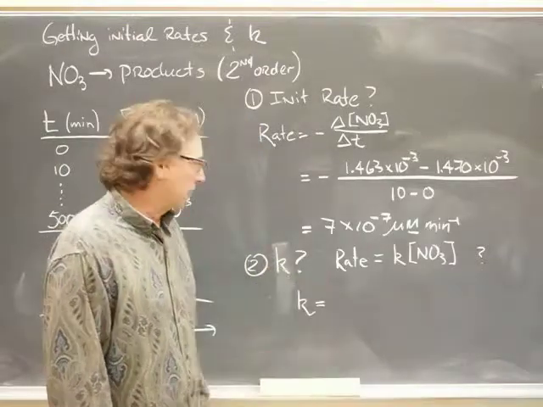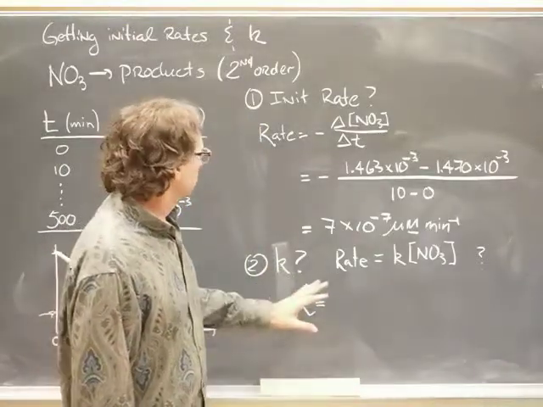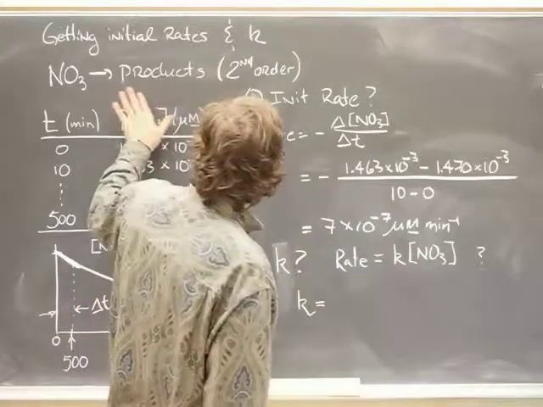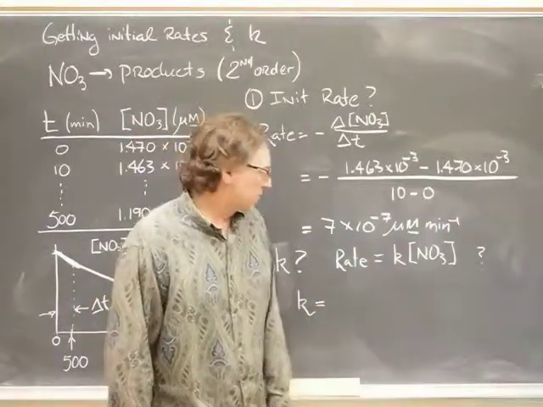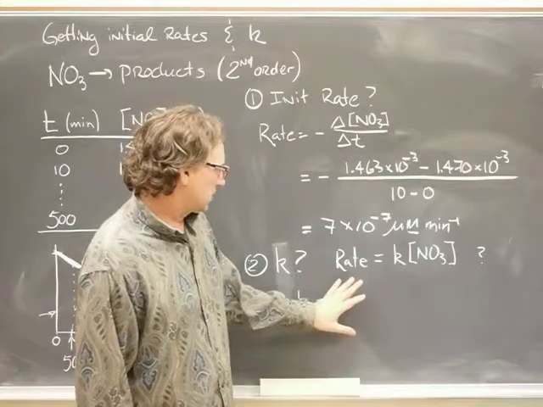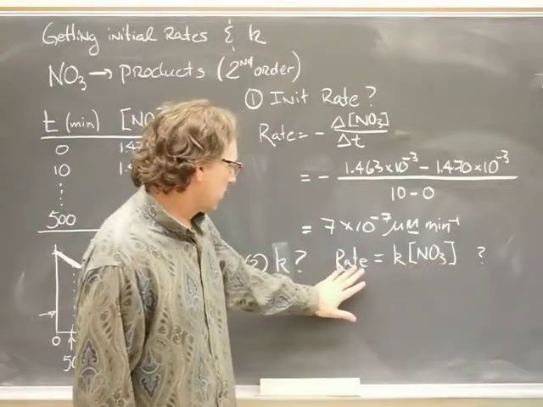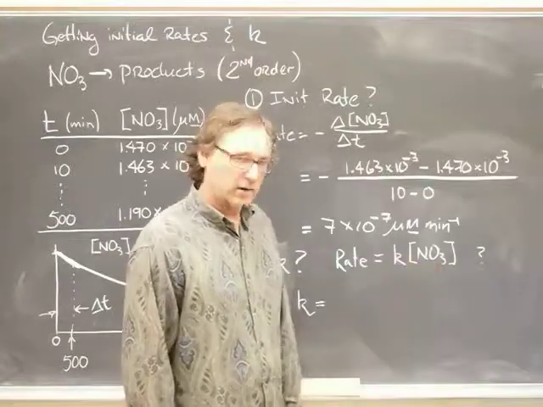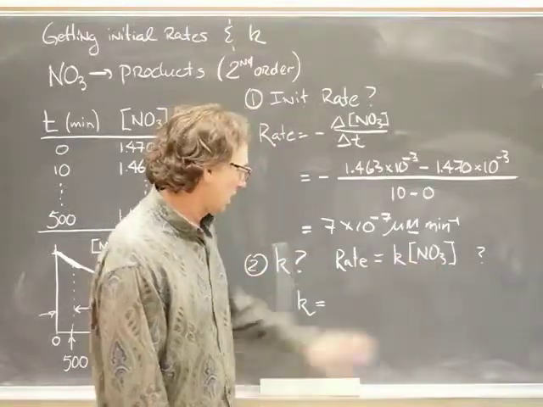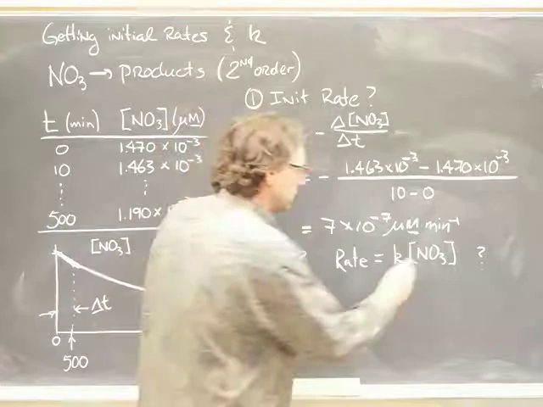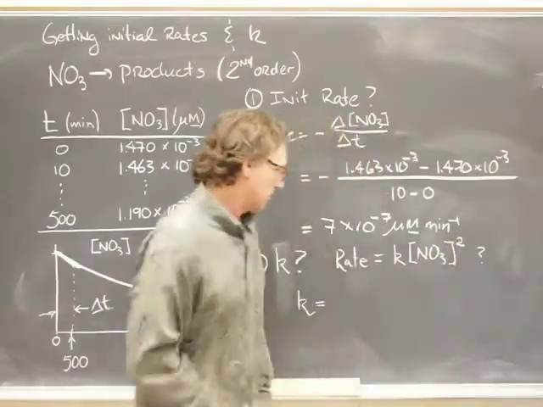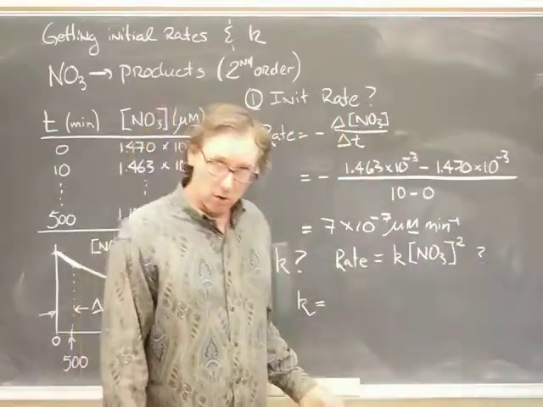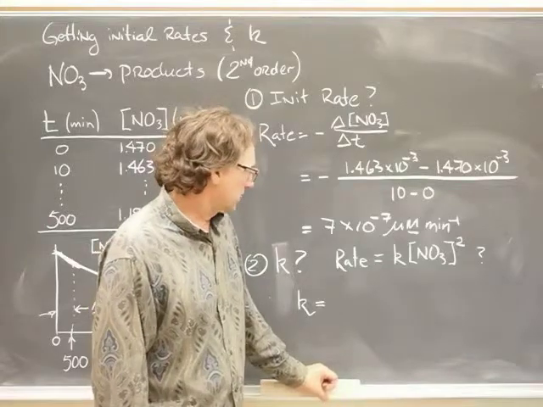How do we get the rate constant? Well, we're told that this is a second-order kinetic process, and so we can say the rate is equal to k times the concentration of NO3, but since it's second order, I need to have written squared right there. That's the rate law for a second-order process.